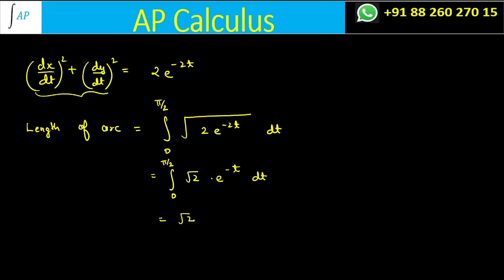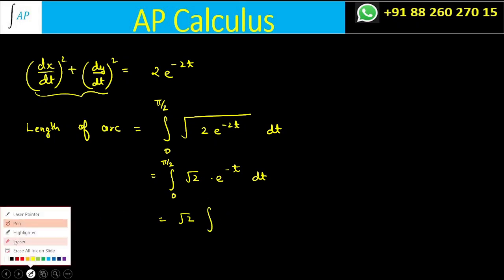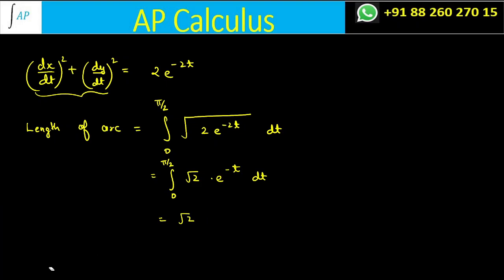Now this root 2 can be taken outside the integral, and this integration of e to the power minus t, we can see the integration of e to the power negative t is e to the power negative t divided by minus 1, and the limit is going from 0 to pi by 2. This minus 1 can also be taken out of the integral sign. Now when we put the upper limit as pi by 2, it will become e to the power of minus pi by 2, minus, if you put 0, e to the power 0 is 1.